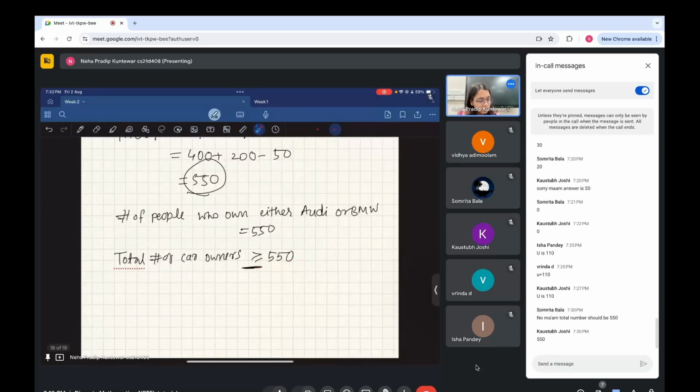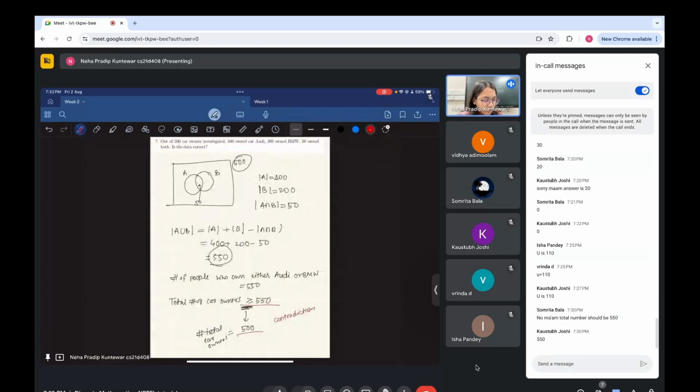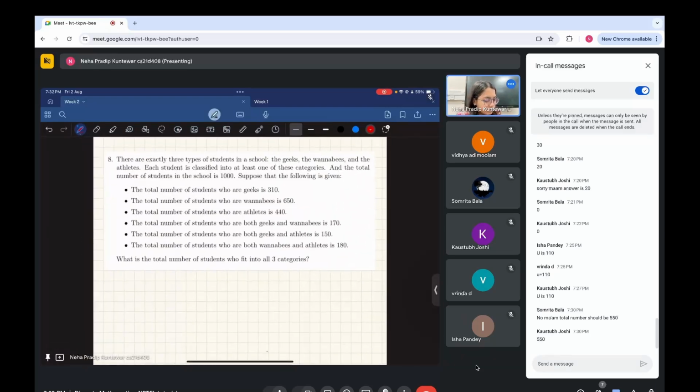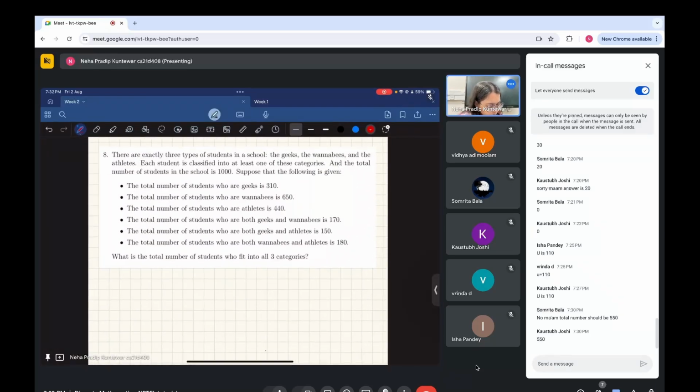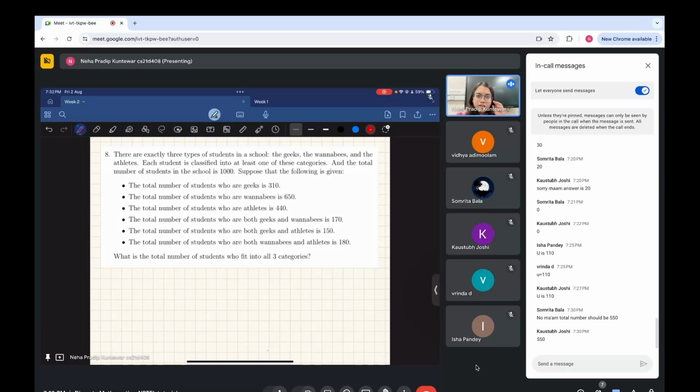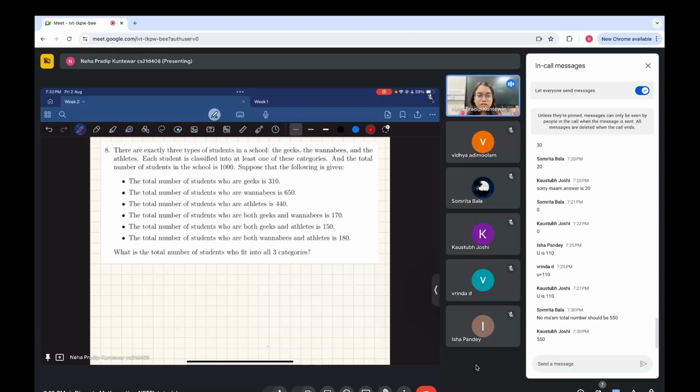But the data also says that you only have 500 car owners, so there are only 500 car owners in total. But if you look at the data that you have, then the number of people who own Audi or BMW itself is 550. So this is a clear contradiction, and yeah, that's the inconsistency in the question. So yeah, so now we will move on to the final question. So this is a bit, it's based on similar ideas that you saw earlier, but it might get a bit tricky. So I'll let you think about it. I'll just describe the problem.